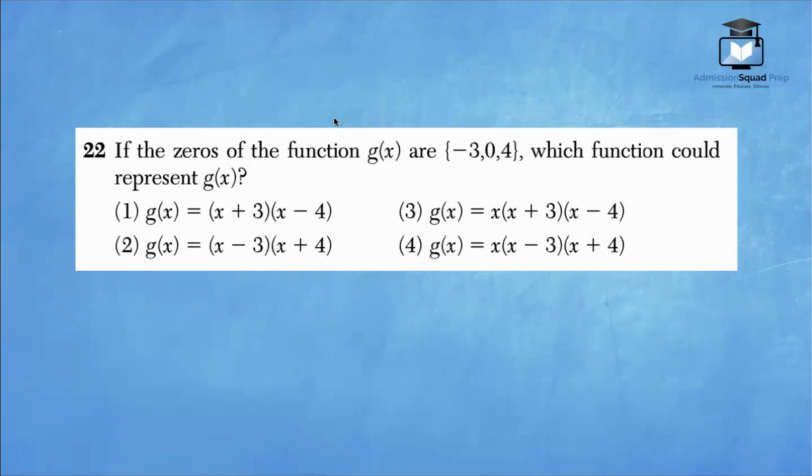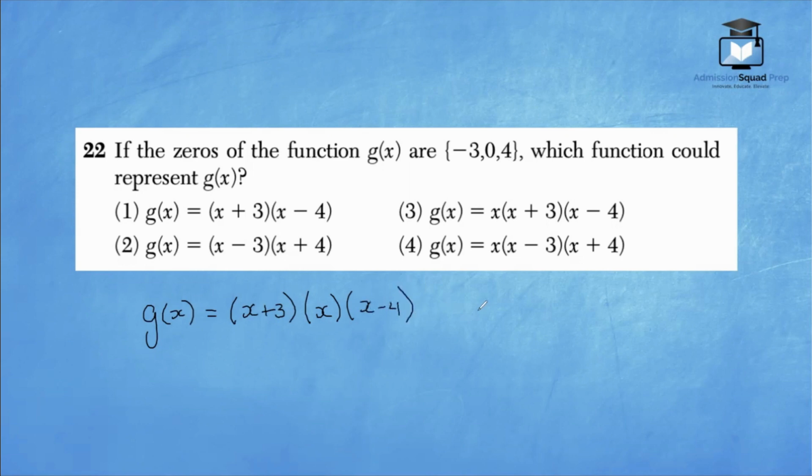Since one of the roots is -3, we know that the first factor of the function is going to be x plus 3. Since the second root is 0, we'll have x plus or minus 0, but we already know that x plus or minus 0 is just x. So that's another factor. And finally, we can have x minus 4 as another factor. Let's keep in mind the language that was used here in the problem. It explicitly states which function could represent.